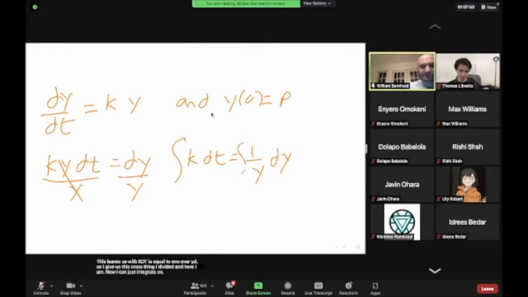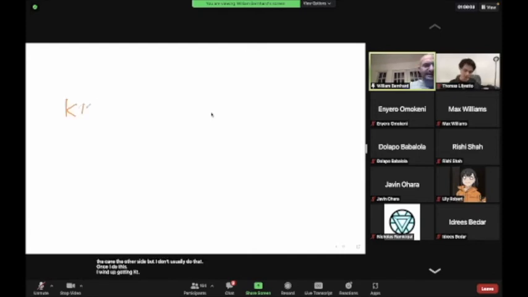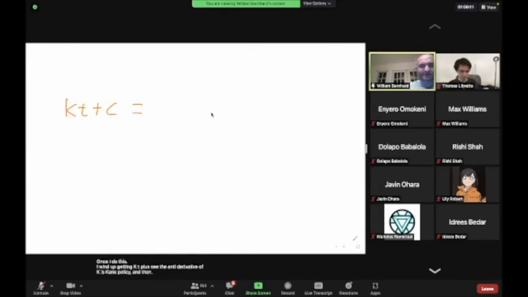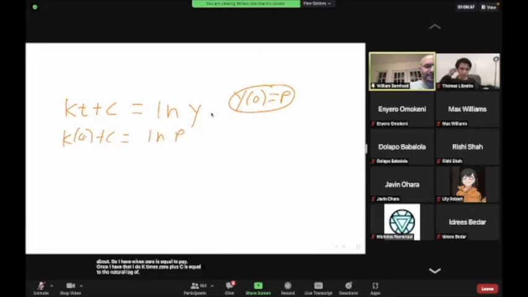And now I can just integrate on both sides. I recommended leaving the k here. It's okay to bring the k to the other side, but I don't usually do that. Once I do this, I wind up getting kt plus c. The antiderivative of k is kt plus c. And the antiderivative of 1 over y is ln of y. No absolute value because population can't be negative, so I can avoid the extra burden of the plus-minus part. Once I'm here, I remember that c just came about, so I have y of 0 is equal to P. Once I have that, I do k times 0 plus c is equal to the natural log of P. So c in turn comes out to be the natural log of P.